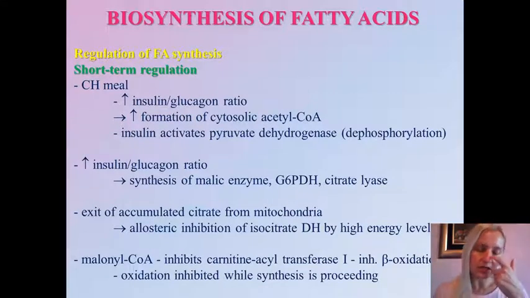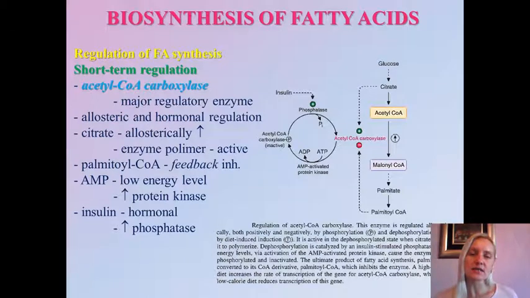Also, with regard to short-term regulation, we cannot skip the story on the main regulatory enzyme, which is acetyl coenzyme A carboxylase. We said that it's a major regulatory enzyme, which means that numerous factors are going to affect the activity of this enzyme. There are both allosteric and hormonal regulators of this enzyme, which is also described in the figure here. Acetyl coenzyme A carboxylase is activated allosterically by citrate.